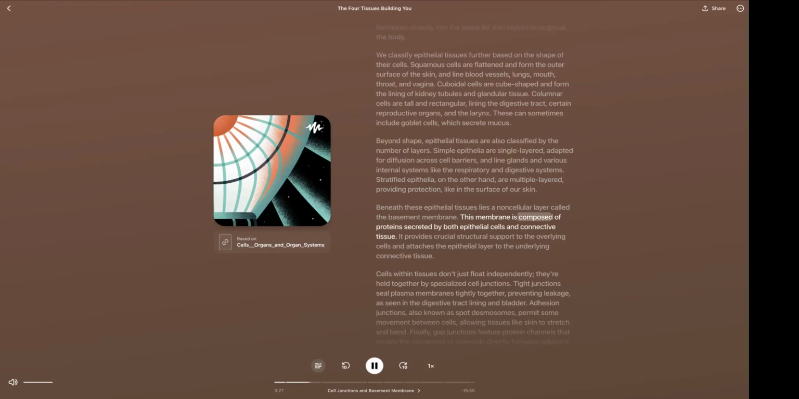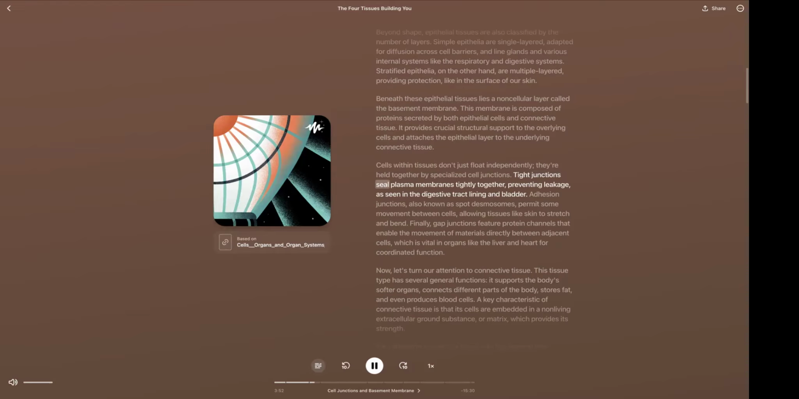Beneath epithelial tissues lies a non-cellular layer called the basement membrane. This membrane is composed of proteins secreted by both epithelial cells and connective tissue. It provides crucial structural support to the overlying cells and attaches the epithelial layer to the underlying connective tissue. Cells within tissues don't just float independently. They're held together by specialized cell junctions.